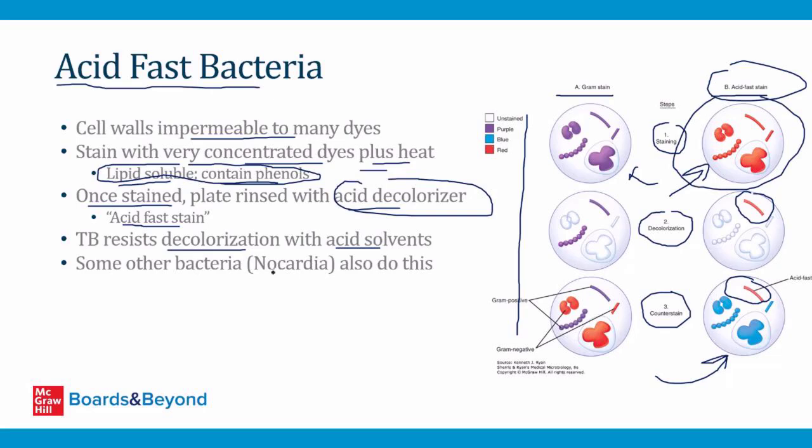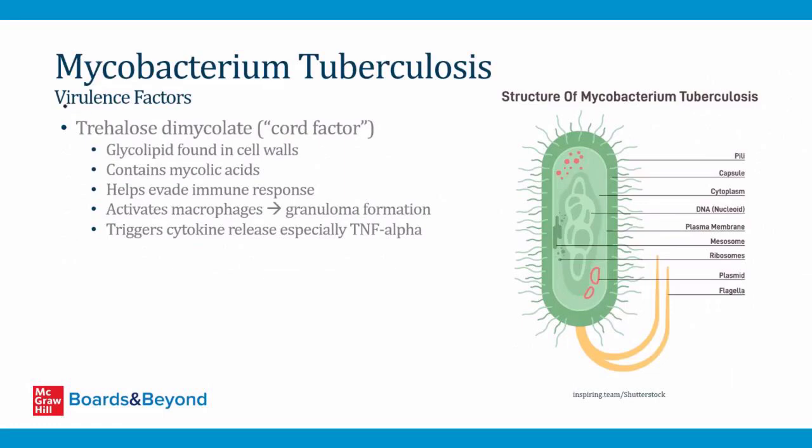And there are other bacteria besides tuberculosis that are acid-fast. Nocardia is another one, and I talk about many of these in the infectious disease section. Okay, tuberculosis has a number of virulence factors. Virulence factors are components of the bacteria that cause disease. So let's talk about what those are now.